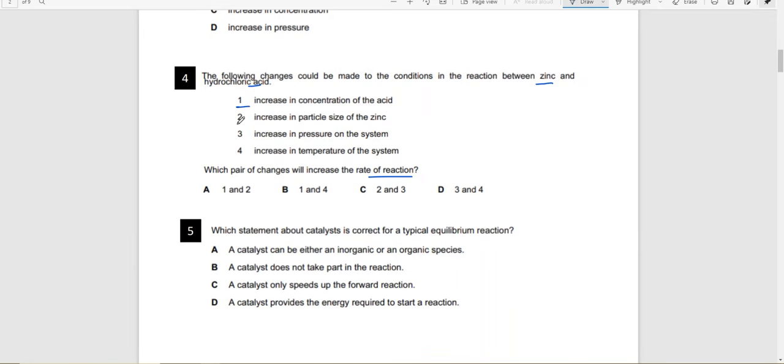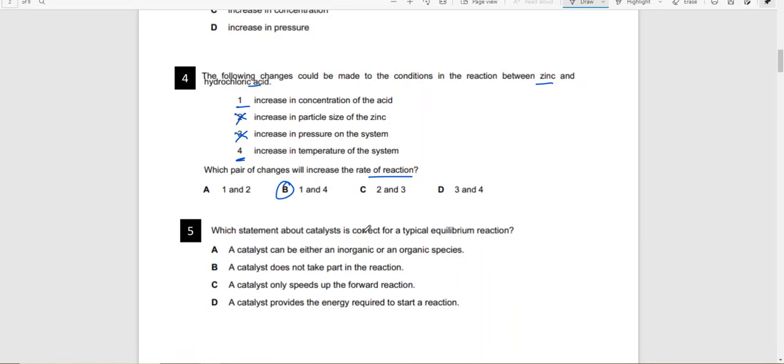If you increase the particle size of the zinc, it is going to decrease the rate of reaction, because surface area will decrease. If you increase the pressure, pressure does not have any impact, because zinc is a solid, HCl is a liquid. If you increase the temperature, so obviously again rate of reaction would increase. So answer would be 1 and 4.